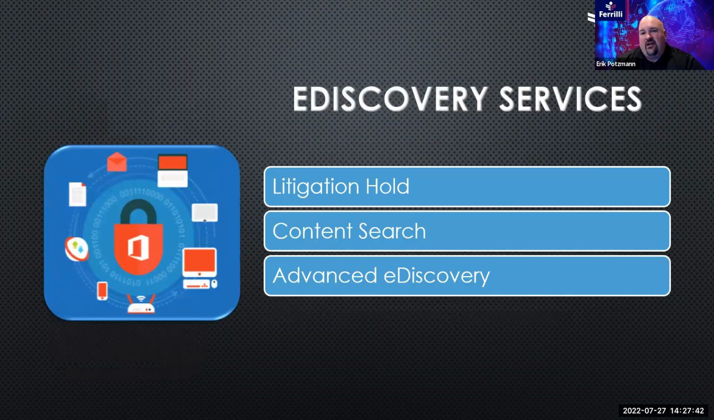You also get eDiscovery services with the Microsoft 365 A5. Most of this you get as a base, but again, with the A5, it expands on that. So litigation hold preserves emails and files for users who are part of legal action or subject to eDiscovery. You also get content search. This is a basic eDiscovery tool that allows you to search and export content within Office 365.